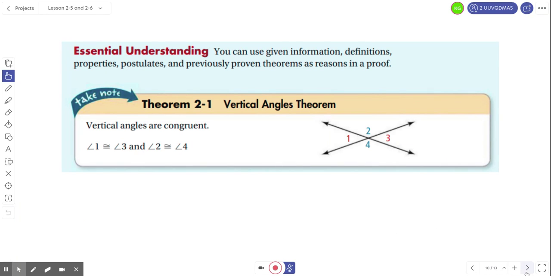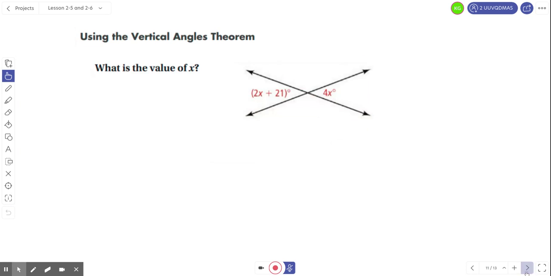So for this next example, we have to remember the vertical angles theorem. Vertical angles is just when you have two lines crossing, these angles across from each other are going to be congruent. So 1 will be congruent to 3 and 2 will be congruent to 4. And we covered that all in the past, but it's been a while, so we're reviewing it now. An example of what we can do with that is we can say, hey, if I know that these angles are vertical, then they must be congruent.